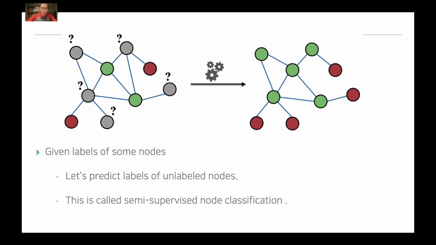So this is pretty similar to what we had before during the lecture, and colors denote the class labels, and gray nodes mean the unknown labels. So given labels of some nodes, we can predict labels of unlabeled nodes. This is called semi-supervised node classification because we leverage the structure of the graph data, but we just don't know the labels of unlabeled nodes.